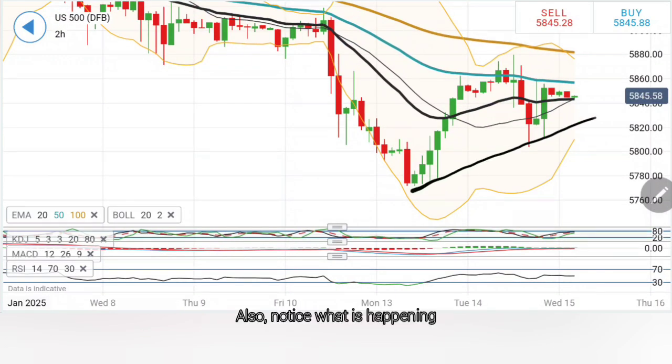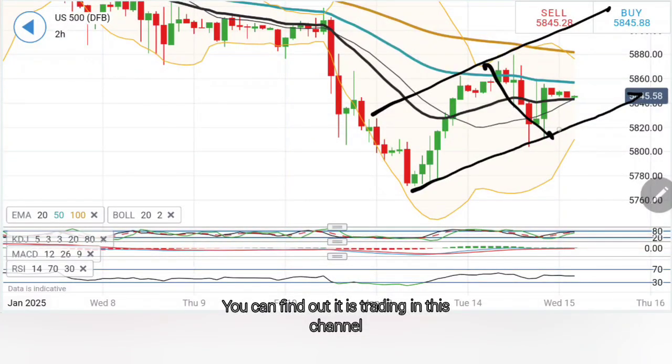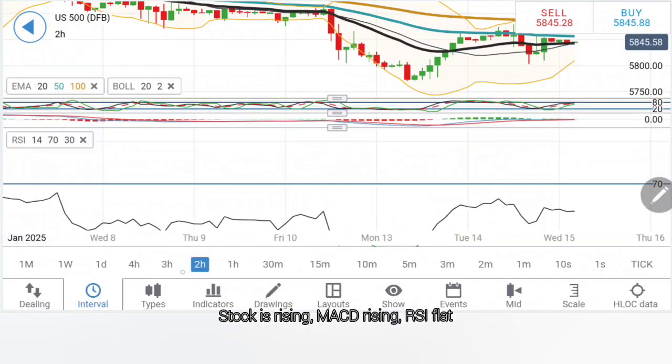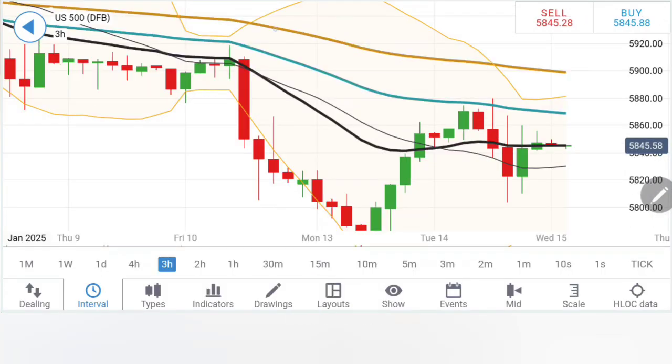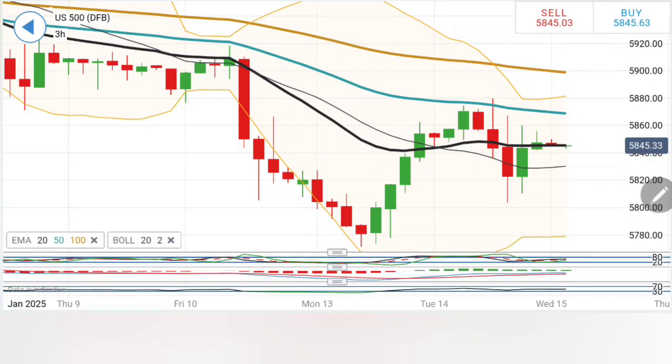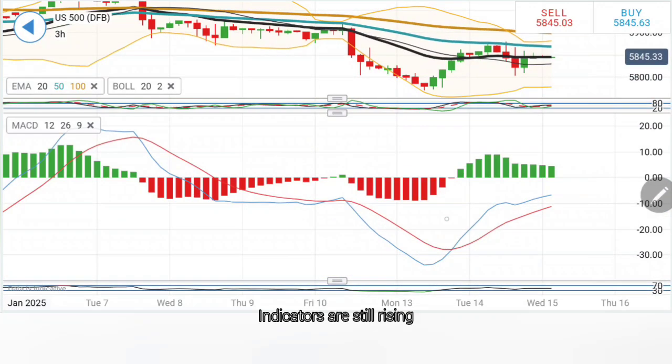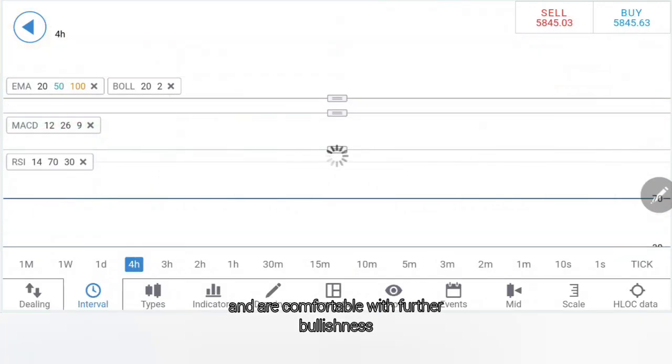Also notice what is happening. Just connect the dots and connect the highs. You can find out it is trading in this channel. Thus it is again very critical for the S&P to trade below 5820. Stochastic rising, MACD rising, RSI flat. Coming to the 3 hour chart, similar observation here. Yes, lower highs are seen, and you can see a breakout here beyond 5860. Certainly more bullishness, and then 5880 it needs to break. Indicators are still rising and are comfortable with further bullishness.